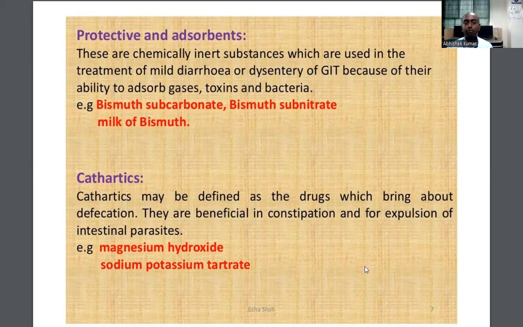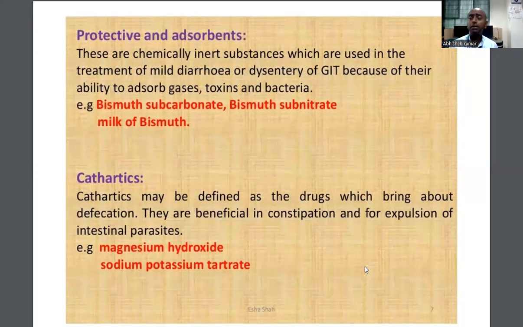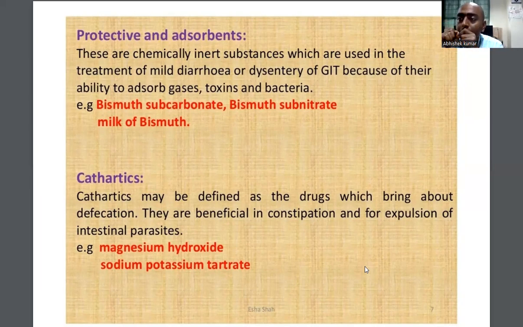Absorbent and protective. These are chemically inert substances. What is an inert substance? A substance that does not react with another. They are used in the treatment of mild diarrhea and dysentery of the GIT, the gastrointestinal tract. If our body is suffering from mild diarrhea and dysentery, we take protective and absorbent agents to get relief.